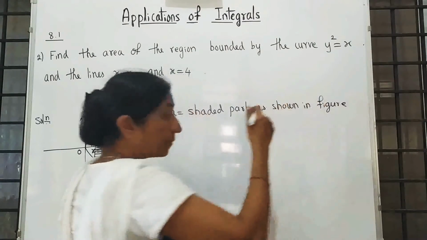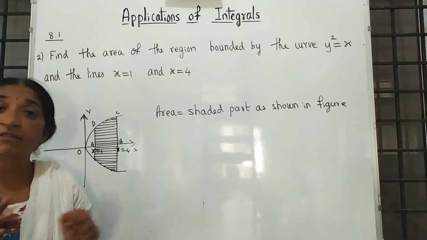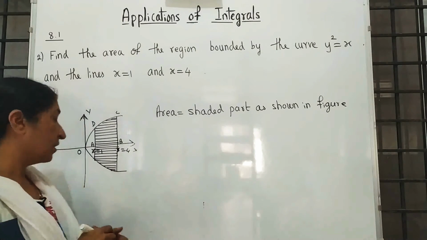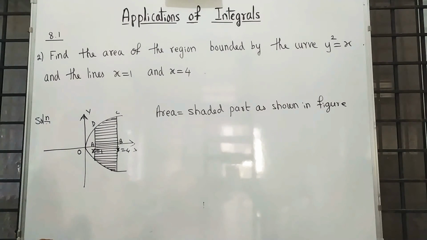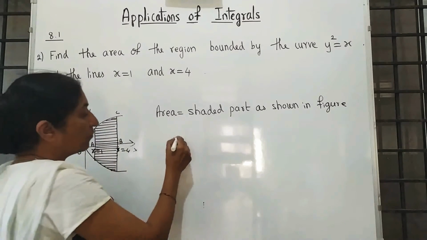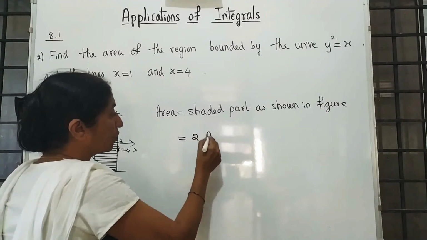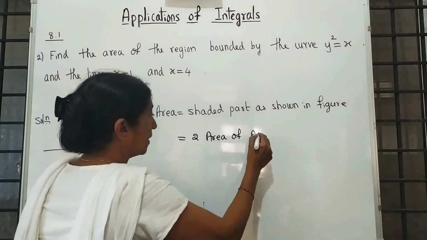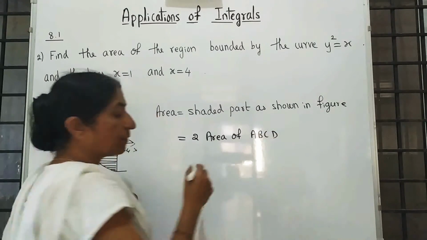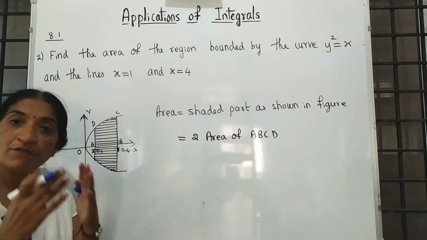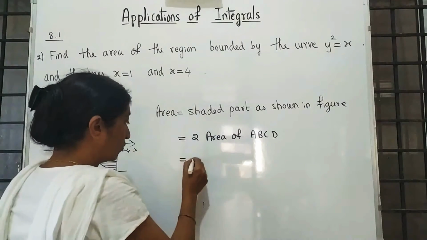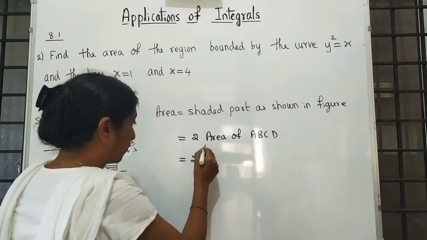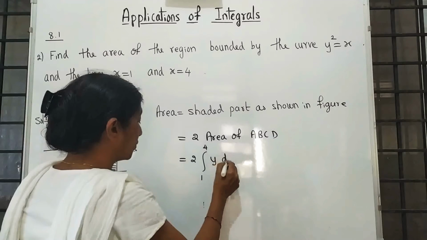And if the perpendiculars are below the x-axis, we cannot find it. I am giving you one hint. The parabola is symmetric about the axis. That means this area and this area are equal. So then what can we write? 2 into area of ABCD. That means 2 into the area in the first quadrant. So 2 into integration from 1 to 4 of y dx.